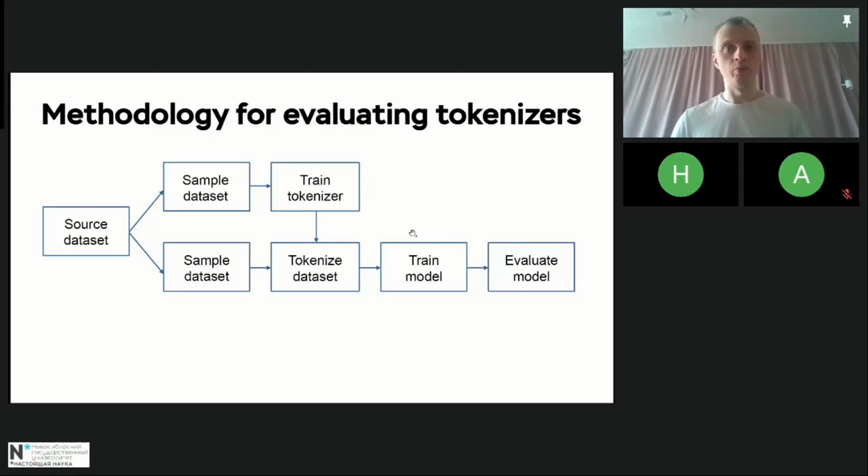Why does this work? Because by fixing all other variables and changing only the tokenizer, we can attribute differences in model performance to the tokenizer which we are evaluating. So this is the main idea.